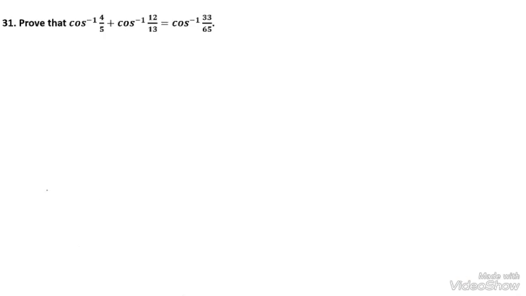Let's move on to question number 31. Prove that cos inverse of 4/5 plus cos inverse of 12/13 is equal to cos inverse of 33/65. We know the cos formula, that is cos(x + y) is equal to cos x cos y minus sin x sin y. Here the cos function is in inverse form.